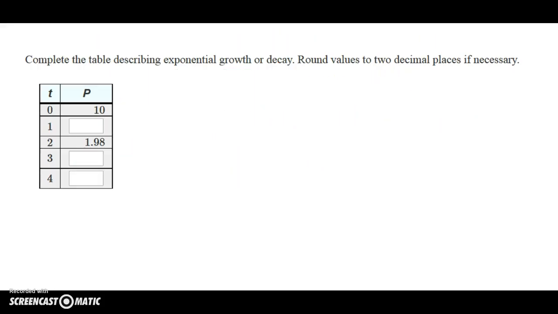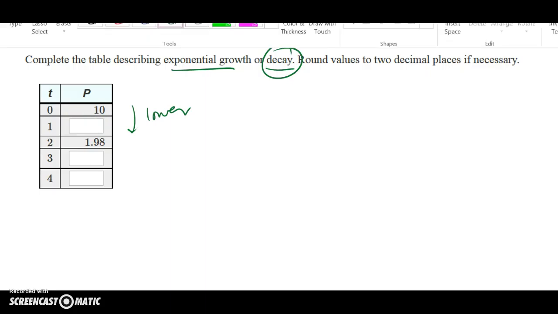Complete the table describing exponential growth or decay. So it looks like the values got lower as I'm going down. T is increasing, but P is decreasing, so we know it's going to be a decay in this case. Now, something is missing. It's a little bit different than the previous examples.